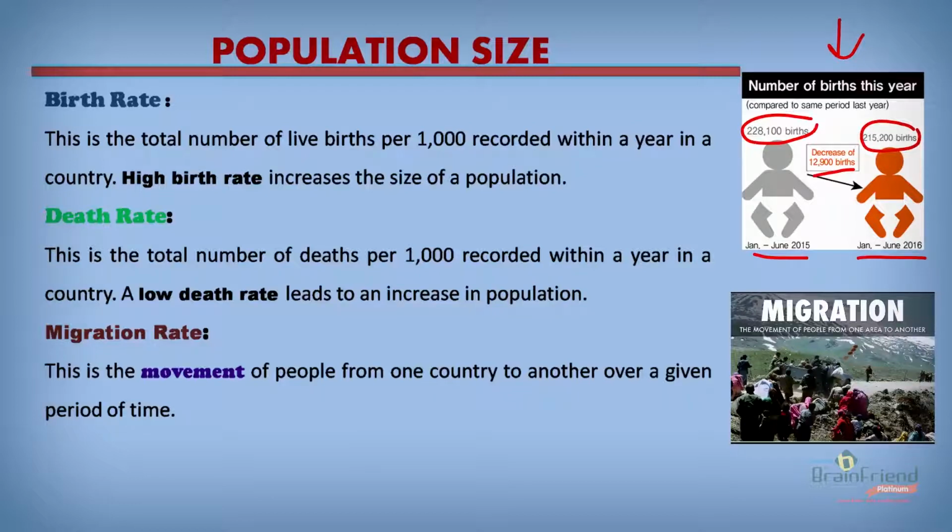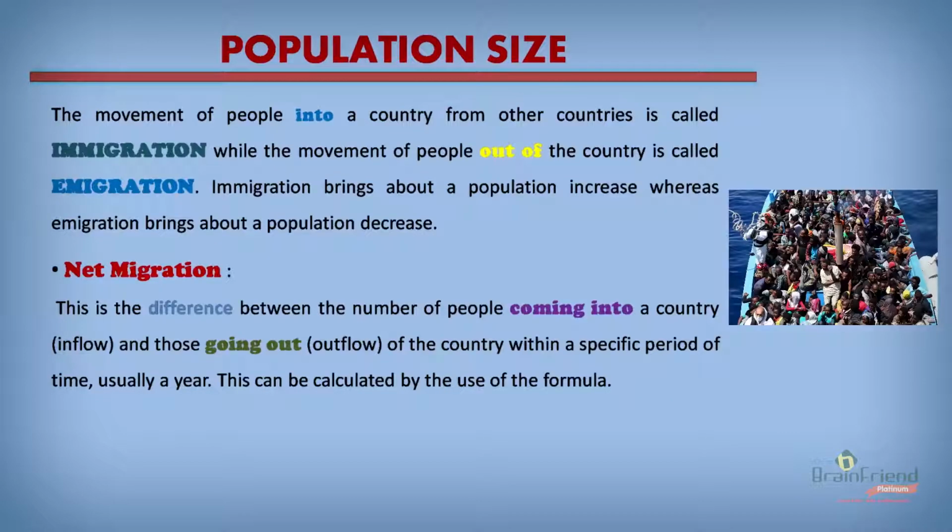Migration rate. This is the movement of people from one country to another. The movement of people into a country from another country is called immigration, whereas the movement of people out of that country is called emigration. Immigration increases the population of the country where those people move to, whereas emigration decreases the population where those people move out from. Now let's look at net migration.